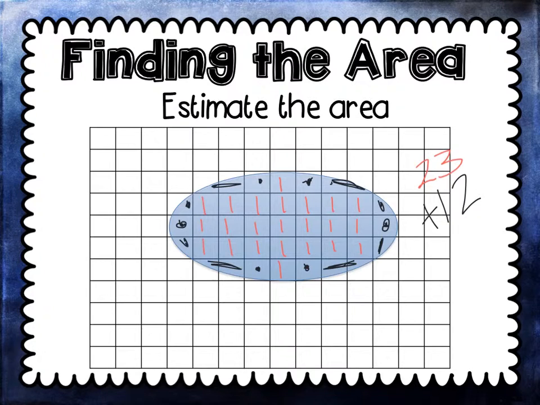We're going to add our 23 full square units together with our 12 estimated square units. So 3 plus 2 is 5, and 2 plus 1 is 3. So our estimated area of this oval is about 35 square units.